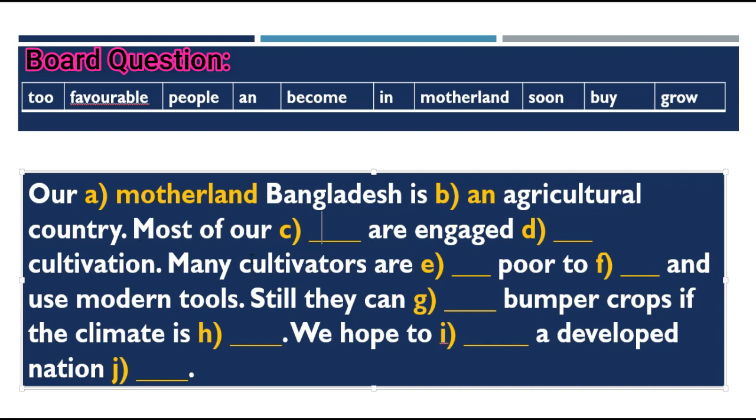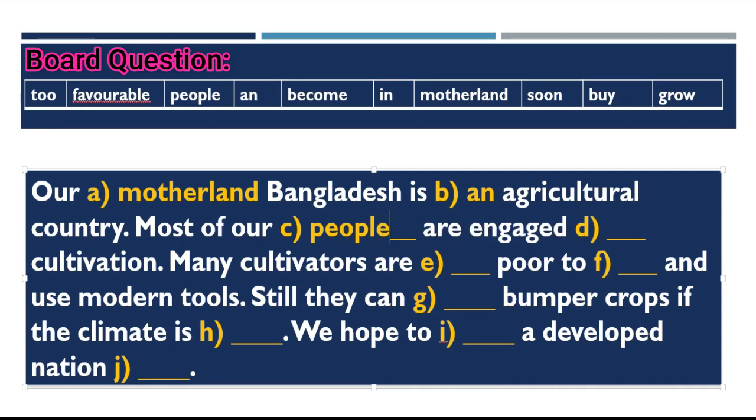Then most of our dash are engaged dash cultivation. Here most of our, you can see that this sentence is not complete. We have to use a noun here to make the subject. So we can use here most of our people are engaged dash cultivation. Engaged in cultivation. In is an appropriate preposition that is used for suggesting involvement or being busy with something. Then many cultivators are dash poor to dash and use modern tools.